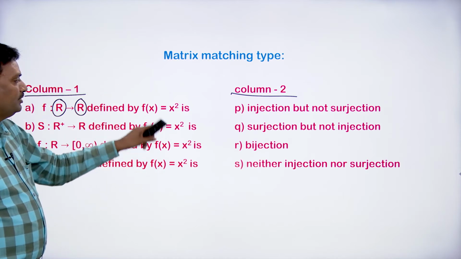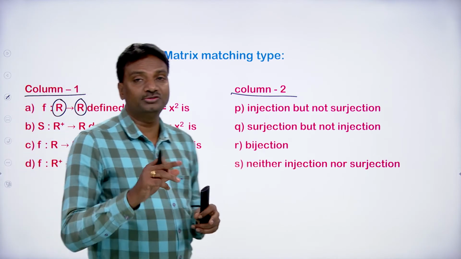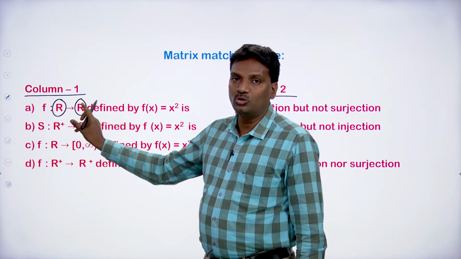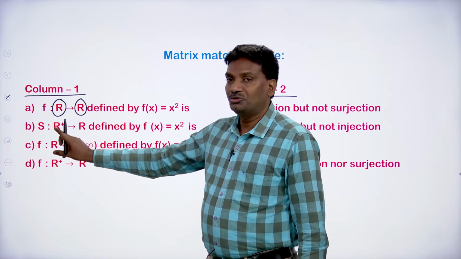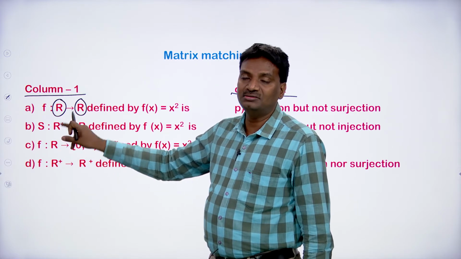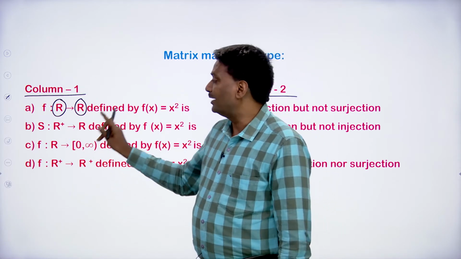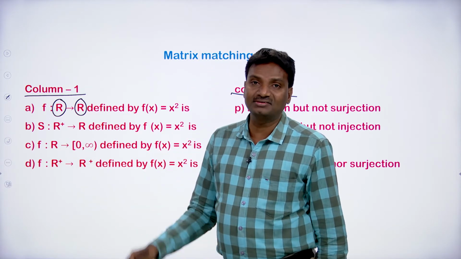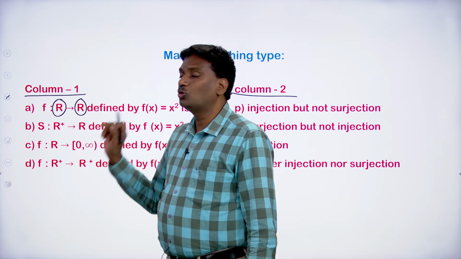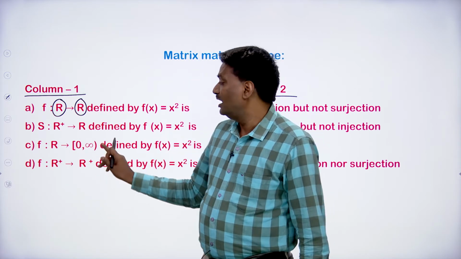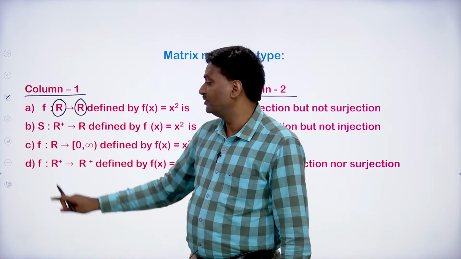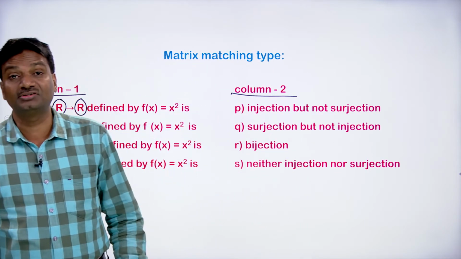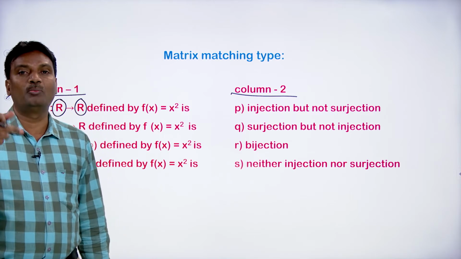So for every problem we have the same function f(x) equal to x square, but the domain and codomain are different. For the first problem, the domain and codomain are both R. For question B, the domain is R plus, meaning the set of all positive real numbers, and the codomain is R, all real numbers. In question C, the domain is R, the set of all real numbers, and the codomain is [0, infinity), all positive real numbers including 0. Question D is given as f maps R plus to R plus, only positive real numbers excluding 0. Positive real numbers means 0 point something.